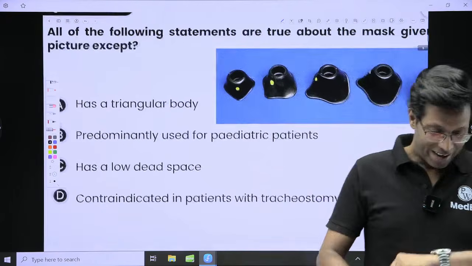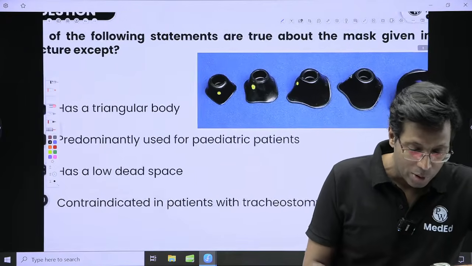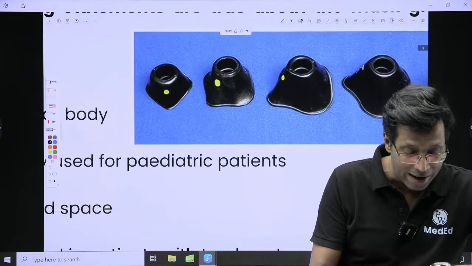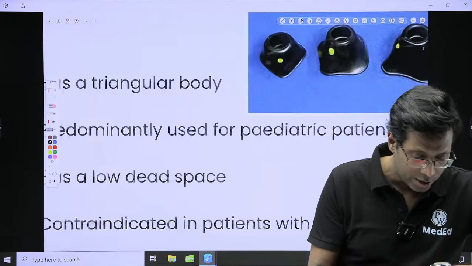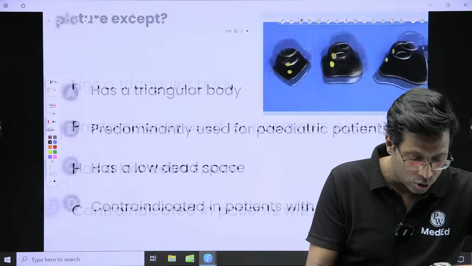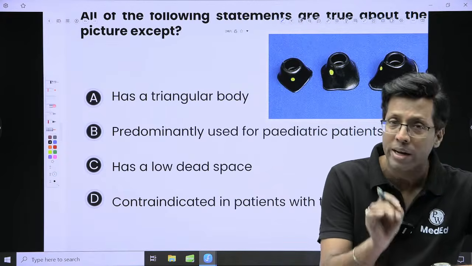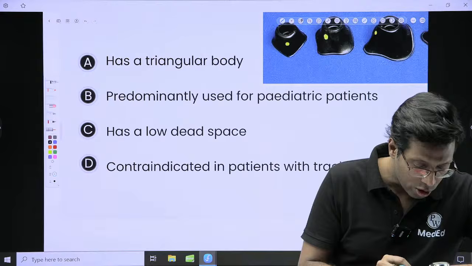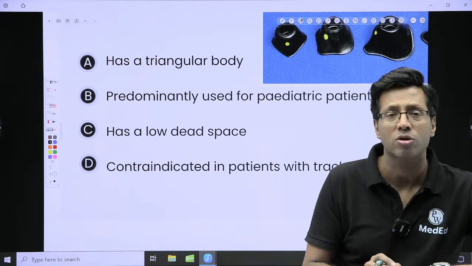Okay, next we are discussing the mask given in the image. As you can see, the image that you see is triangle in shape. Is it triangle? Yes. Is it used for pediatric patients? Yes, it looks small. You can see it is small. So it is used for pediatric patients. It has a triangular body. Correct. It has a low dead space.